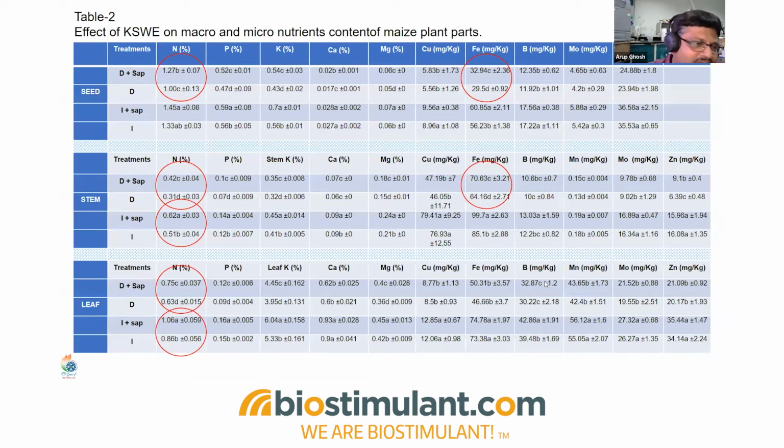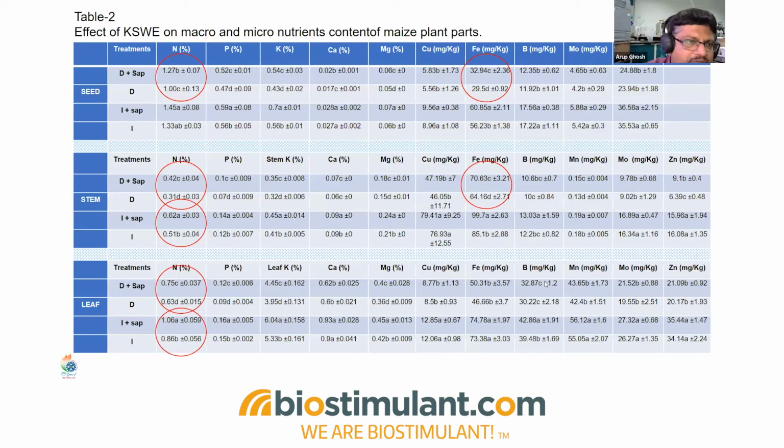Now under abiotic stress condition, we also did full macro and micronutrient analysis in all the plant parts of the maize. For example, seed, stem, leaf; root I am not showing, but that has also been done. In all these cases, which you can see here, the notations are like D plus SAP means drought plus SAP. SAP is nothing but biostimulant. D is only drought. I plus SAP is irrigation plus biostimulant, and I is simple irrigation.